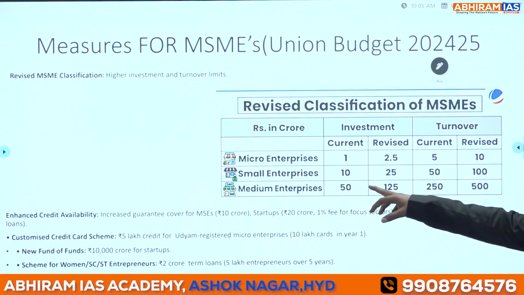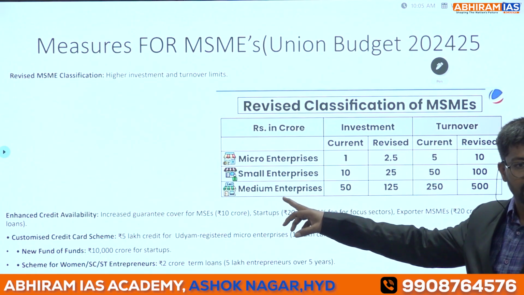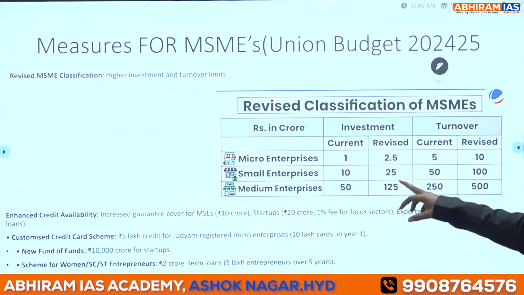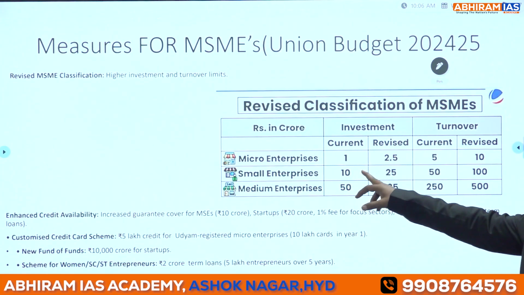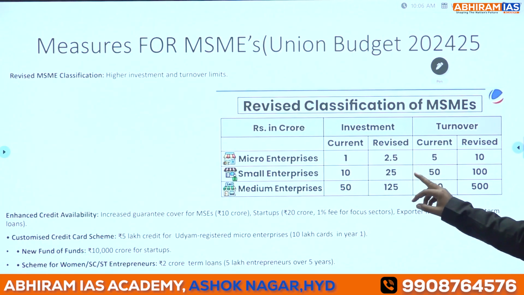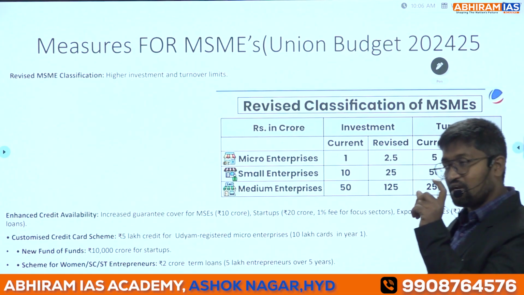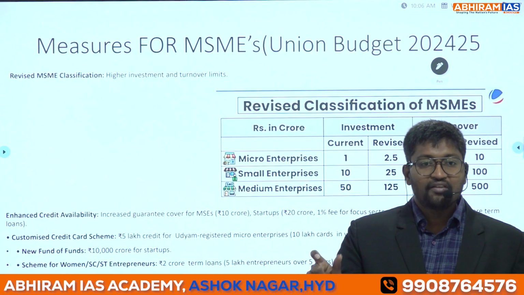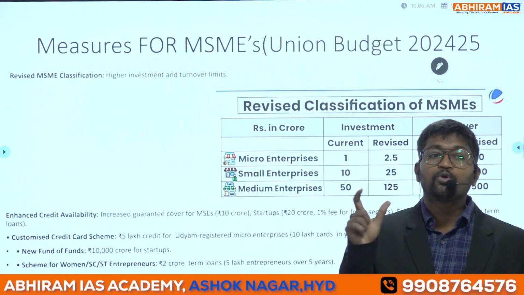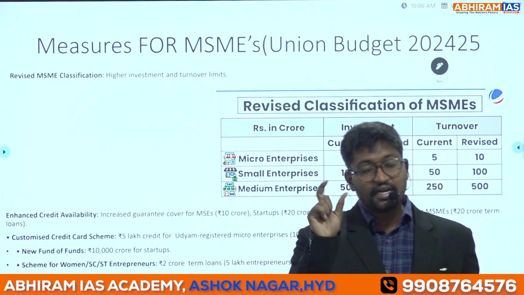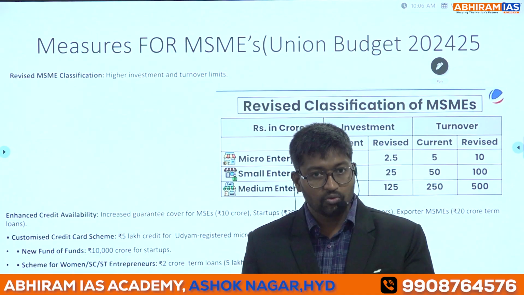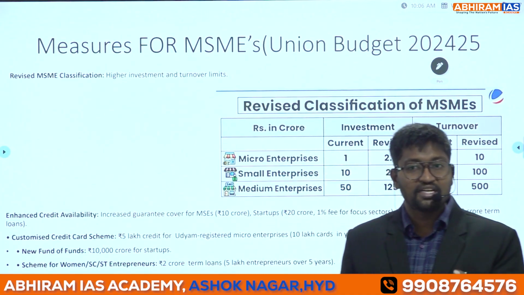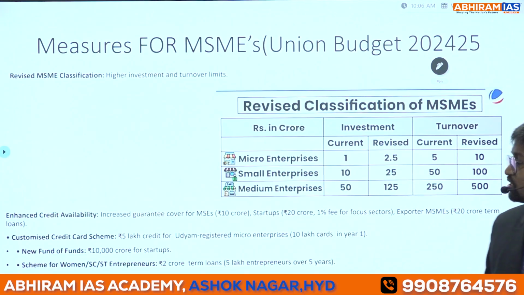MSME means micro, small and medium enterprises. Micro enterprise, initially it was 1 crore, now we have changed it to 2.5 crore. Companies which have investment up to 1 crore were considered or designated as micro. Now we are changing it and expanding it to 2.5 crore. Next, we have revised the turnover also to 10 crore.